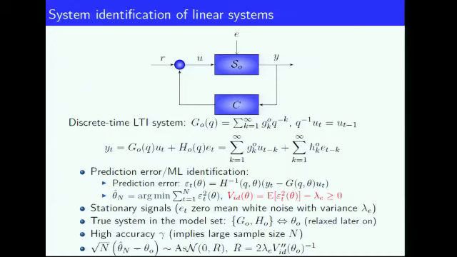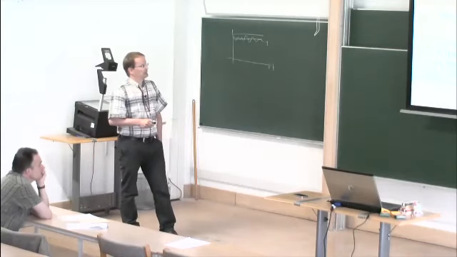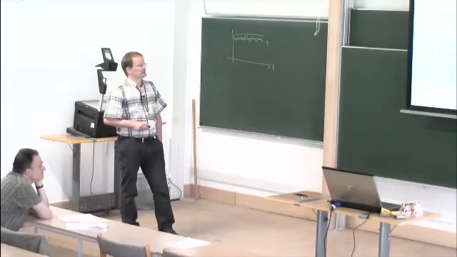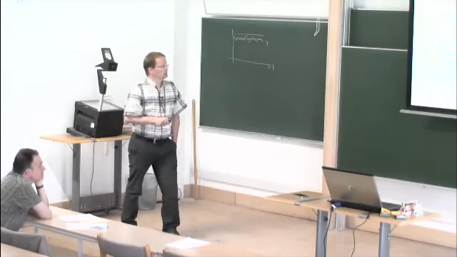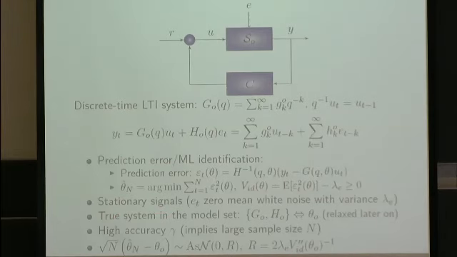We will use prediction error or maximum likelihood identification, so we form prediction errors exactly as Luke also described. We minimize, the estimate is obtained by minimizing this. We will assume that all signals are stationary and that the true system is in the model set, so that for a model structure there will be a parameter theta naught such that we obtain this model here. We'll also ask for high accuracy gamma, so that will mean that we'll need a lot of data, so we can rely on asymptotic properties.